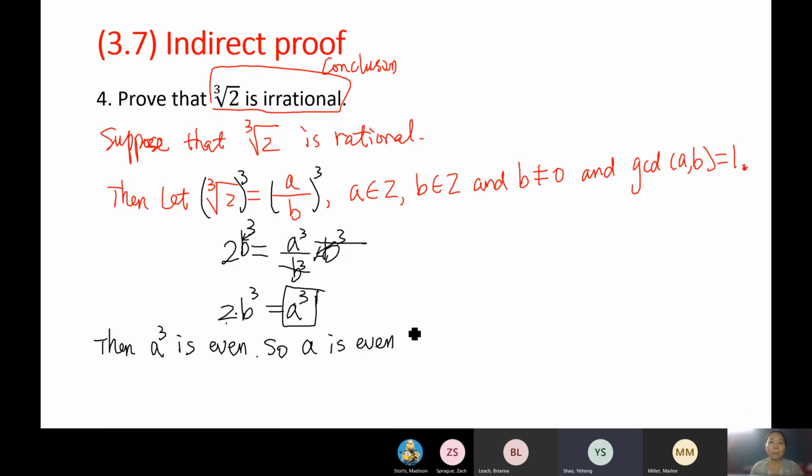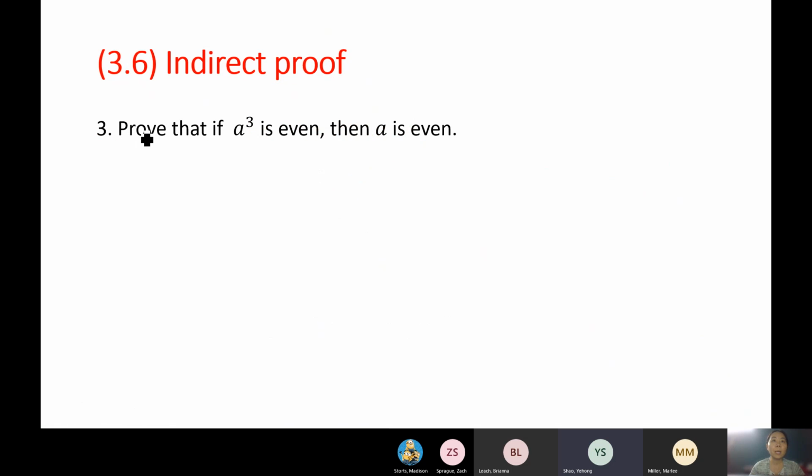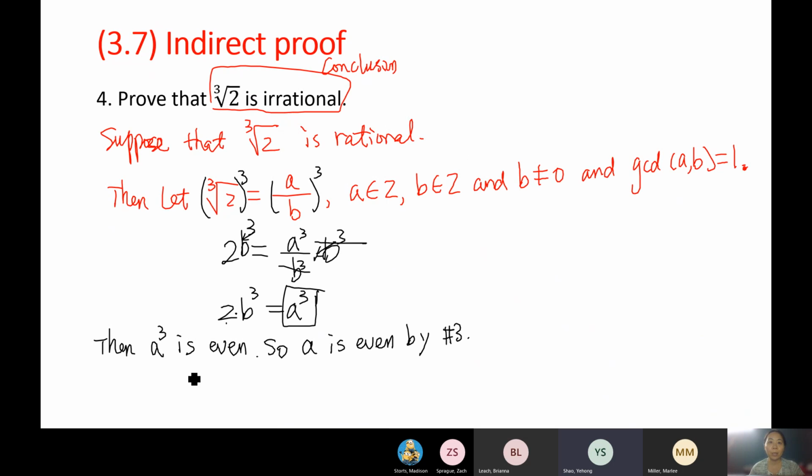How did I know that? It's by number 3. I didn't prove number 3 yet, but I will go back to prove that. So look at number 3. What's number 3? Number 3 says if a cubed is even, then a is even. Okay, that's exactly what we have. So that's why I put number 3 there, and asked you to prove it, because you are going to need this when you do number 4.